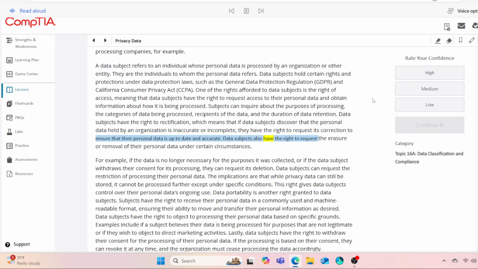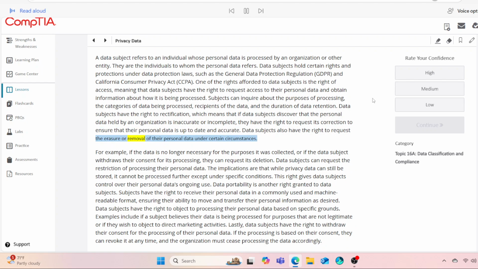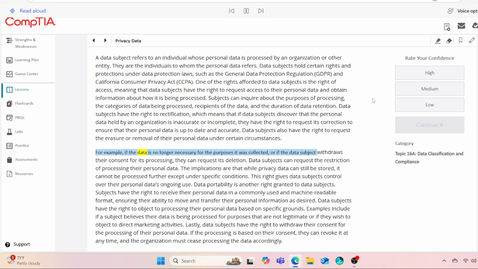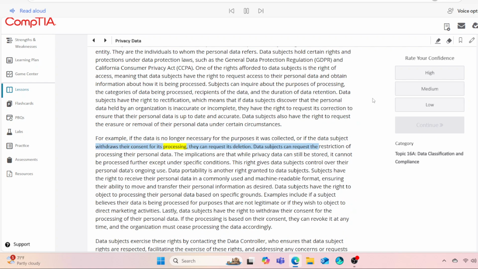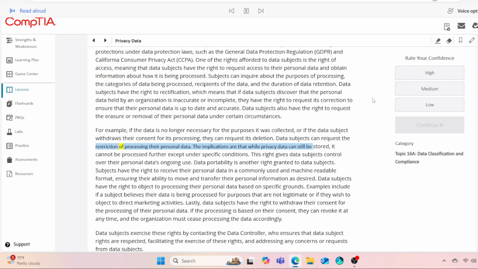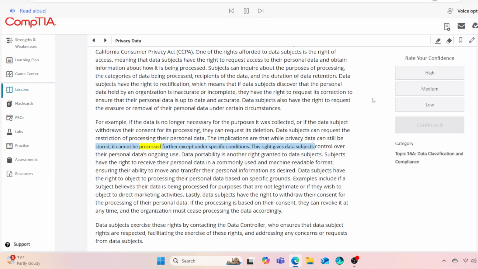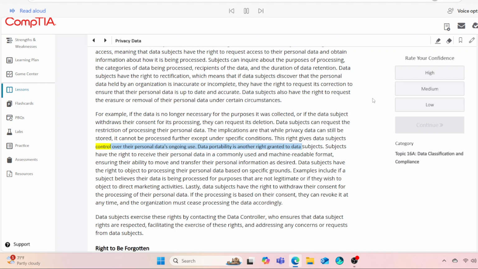Data subjects also have the right to request the erasure or removal of their personal data under certain circumstances. For example, if the data is no longer necessary for the purposes it was collected, or if the data subject withdraws their consent for its processing, they can request its deletion. Data subjects can request the restriction of processing their personal data. The implication is that while personal data can still be stored, it cannot be processed further except under specific conditions. This right gives data subjects control over their personal data's ongoing use.